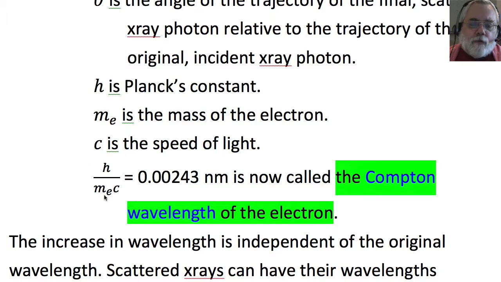This term, h over mc, once we know Planck's constant, we know the mass of the electron, we know the speed of light, we can calculate this. When you calculate it, we get a length of 0.00243 nanometers. So smaller than an angstrom, smaller than the size of the atom. This term and this number are now called the Compton wavelength of the electron.